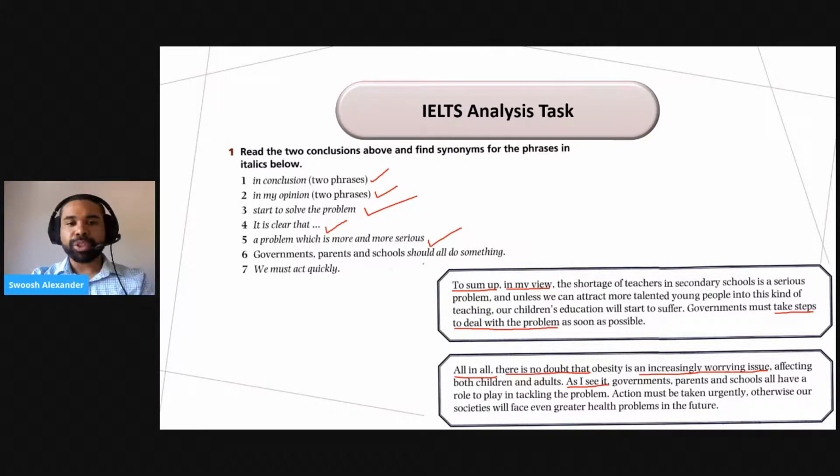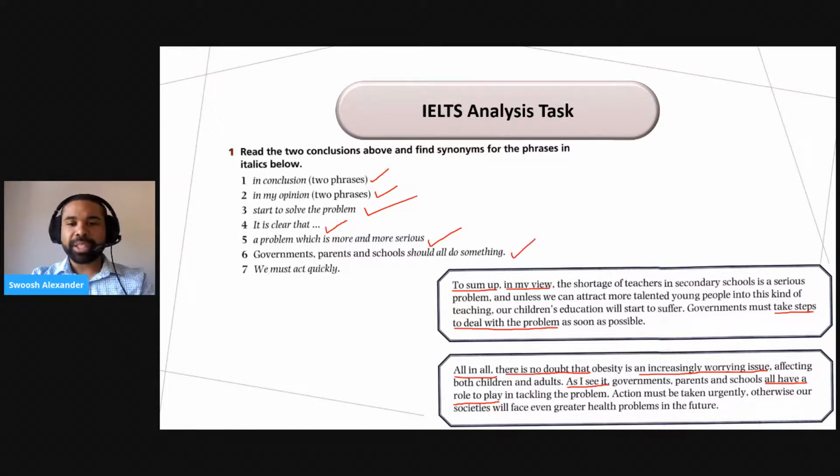Okay, for number 6, governments, parents, and schools should all do something. Should all do something. How can we paraphrase this? Any suggestions? Okay, so for the previous one, I can see Gurpreet and Eram correctly identified that expression, which was great. Anna, have a role to play. Good. Very good. Anna, that is the one. So if we highlight that expression, it says here, governments, parents, and schools all have a role to play. Yeah, should all do something. So another useful expression that we can use.